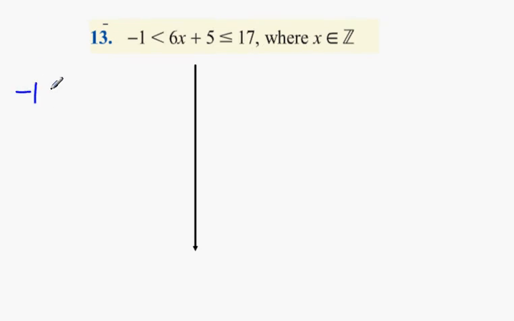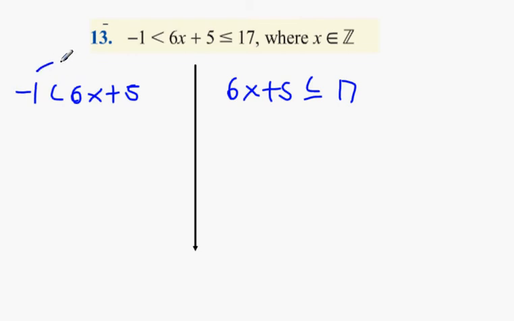The first one is minus 1 is smaller than 6x plus 5. The second question is 6x plus 5 is smaller than or equal to 17. You always, and I mean always, start it off that way. Next step is you can do this two ways, okay? I'm going to show you two ways of doing the same thing. Work away. Yeah. First way is to bring the 1 to the right and the 6x to the left.